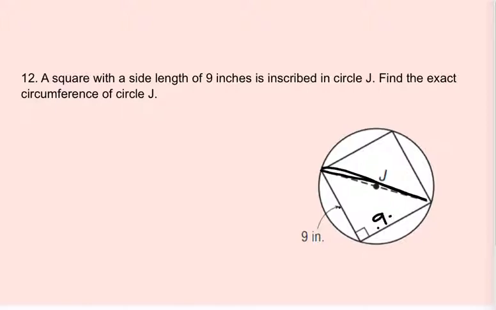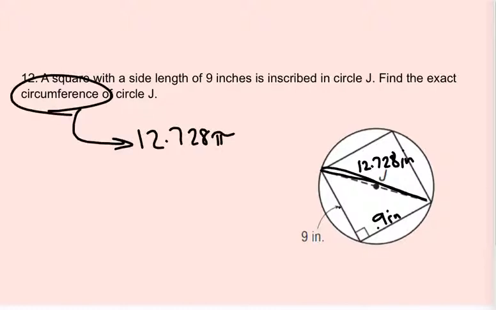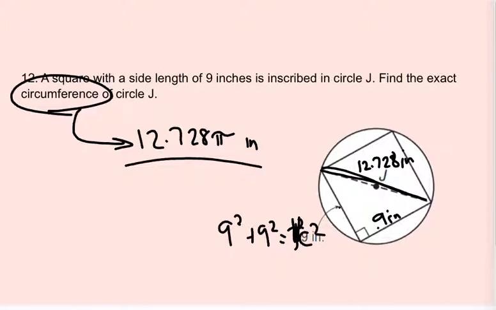So I can still use the Pythagorean theorem. So this is going to be 12.728 inches for a diameter. 12.728 times pi for the circumference. All I did was use the Pythagorean theorem. 9 squared plus 9 squared equals the long side squared, so we'll just call that c squared. So I take the square root of 162, and I get that.